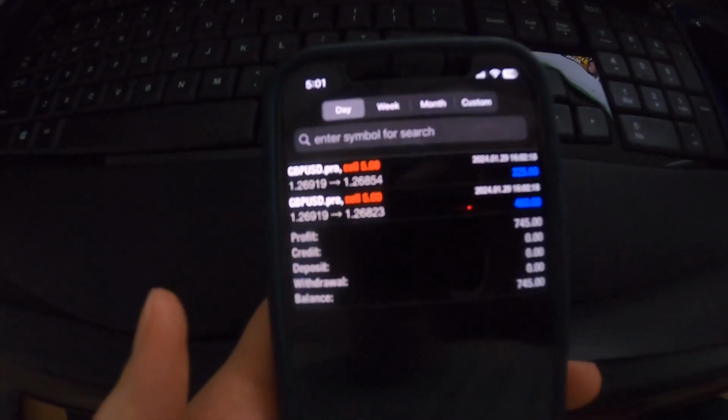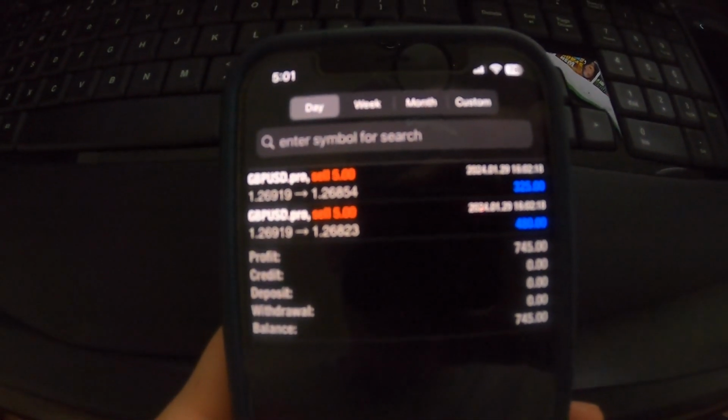Want to go over a quick setup today that I took on GBP USD that I ended up making $750 on my funded account, 100K funded account. And I'll get into the charts and show you exactly which trade I took. But just to show you guys proof right here.